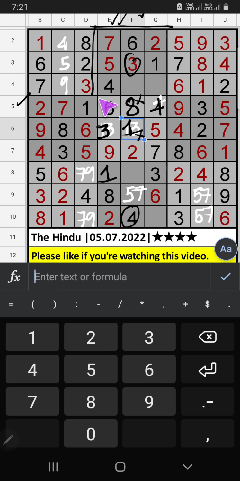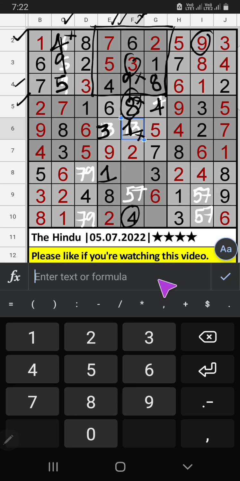7th grid, 2 numbers are remaining, 8 and 9. Column F, we already have 8, so 8 can't come in this cell, 8 is confirmed here, then 9 is here. 4th row, only one number is remaining, 5 is confirmed here. Column C, 2 numbers are remaining, 4 and 9. 2nd row, we already have 9, so 9 can't come in this cell, 9 is confirmed here, then 4 is here.